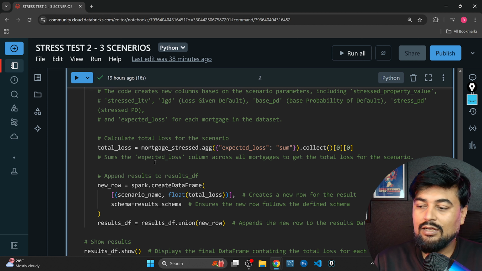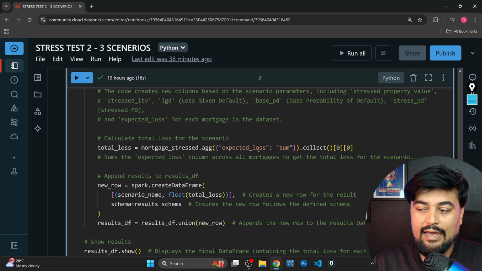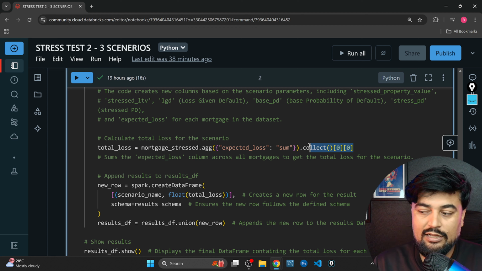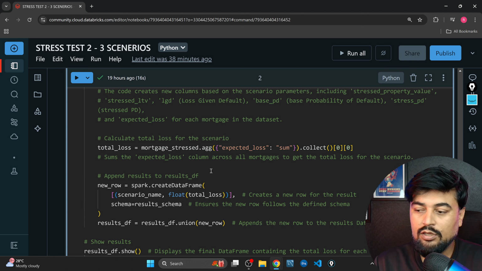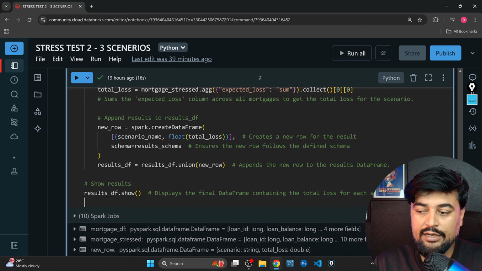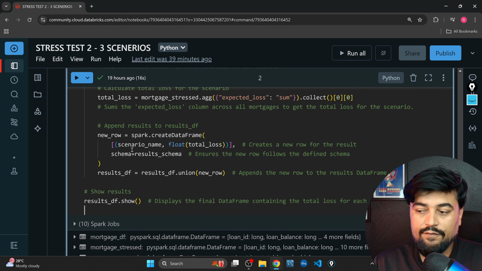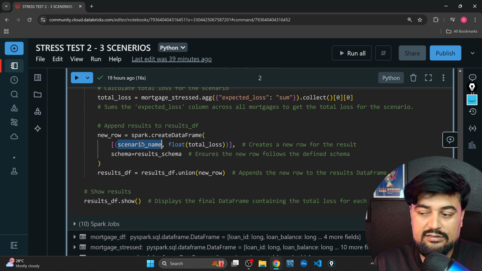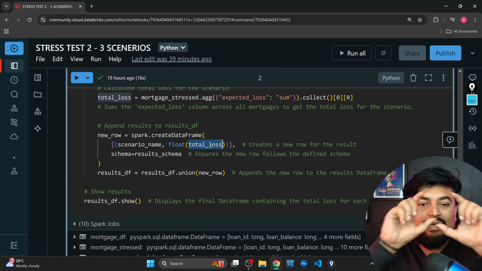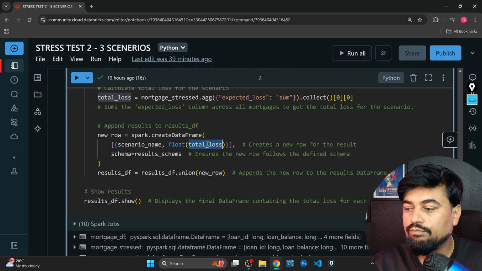Now let's calculate the total loss for the scenario. Here we are doing that using the indexing. Total loss will be the sum of everything. Now append result to result data frame. That's all we are doing here. And in the last, when I run this code, you will see the scenario and the total loss for each scenario. That's what will come in the last.